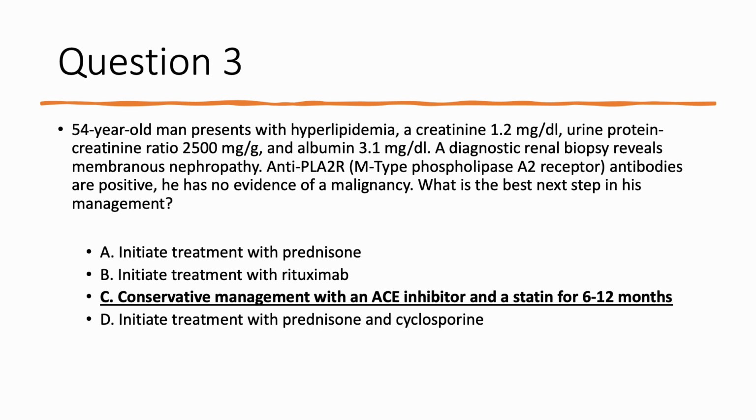Now, one clue to why rituximab and prednisone and cyclosporin are wrong is that both are used for treatment of membranous. So if B and D are both correct in certain situations, it means that we cannot have two right answers. It means that both are wrong, or this is a bad question, but this is not a bad question. So the initial treatment of membranous nephropathy, when you have subnephrotic proteinuria and the patient is stable, is observation. You treat with an ACE or an ARB plus a statin, and you wait, hoping for spontaneous remission.